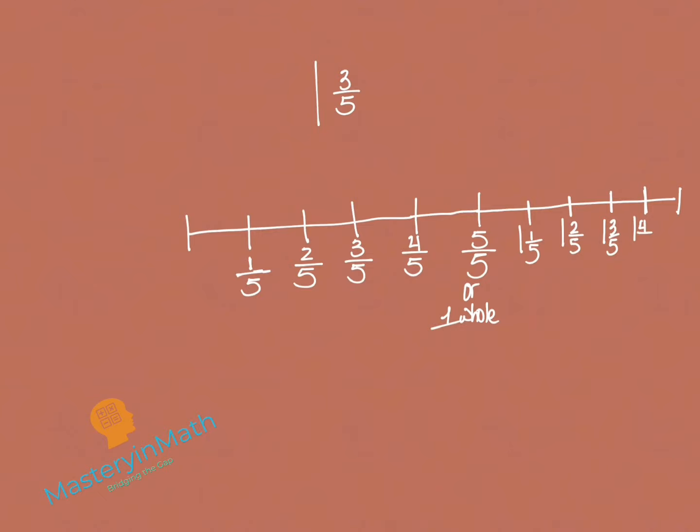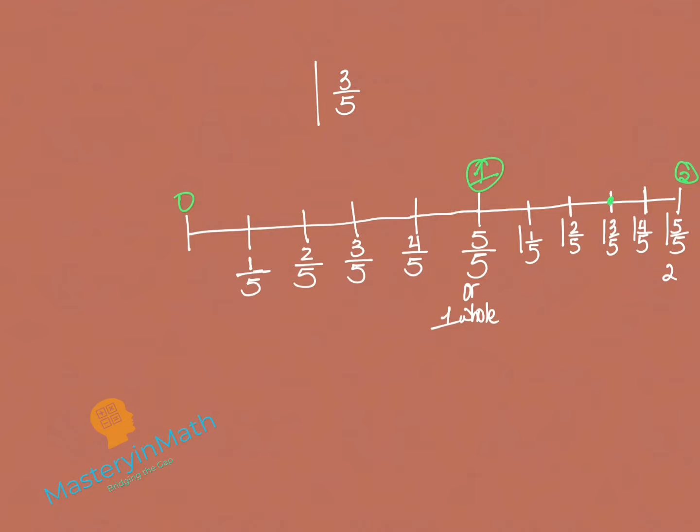So after 5/5, you have 1 and 1/5. Then you have 1 and 2/5. Then 1 and 3/5. Then 1 and 4/5. And then 1 and 5/5. Now you need to remember that any number that has the numerator and the denominator as the same number is a whole. So 1 and 5/5 is the same thing as two wholes.